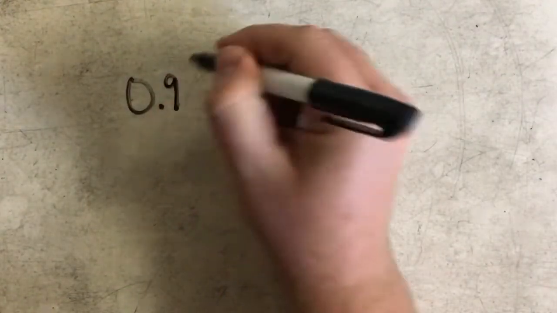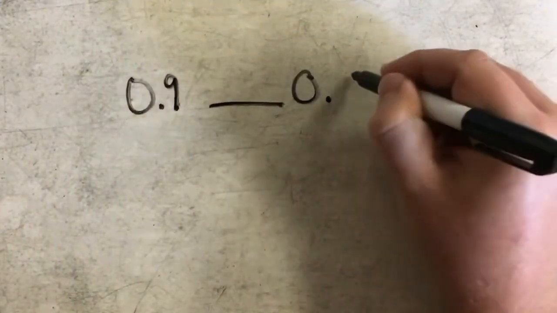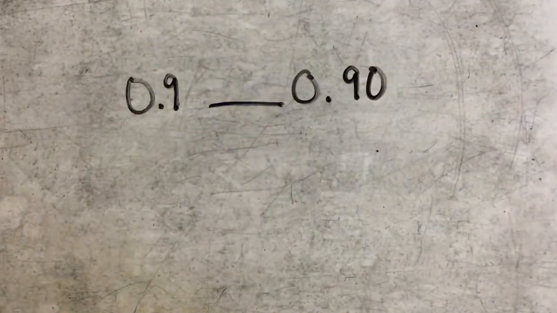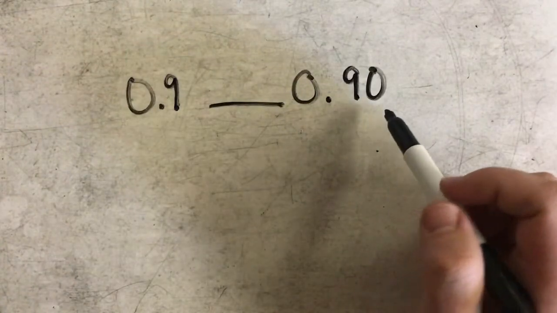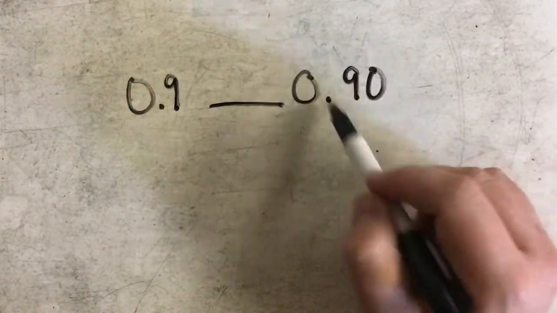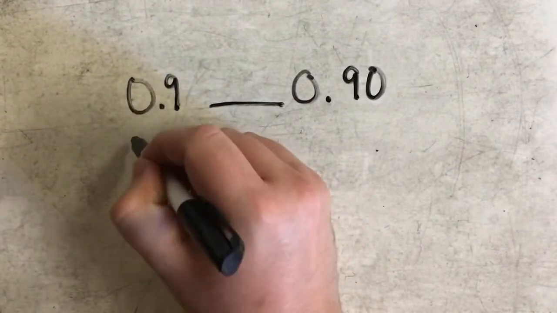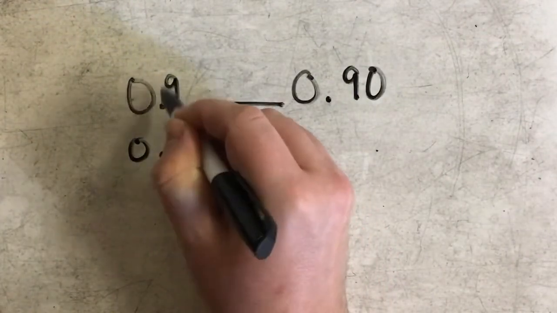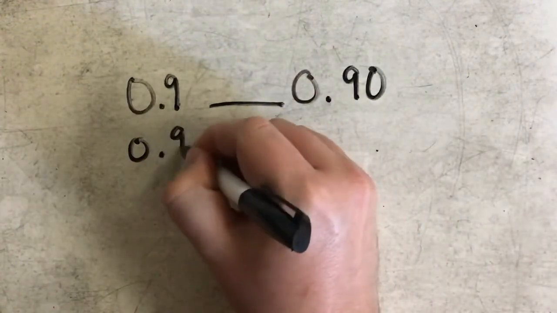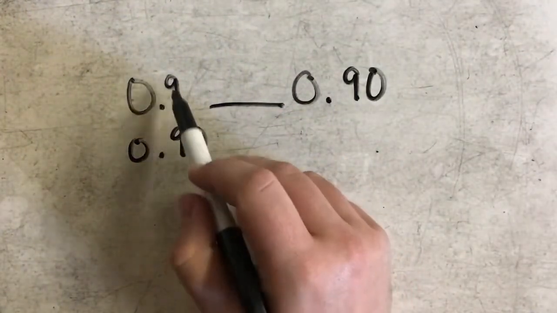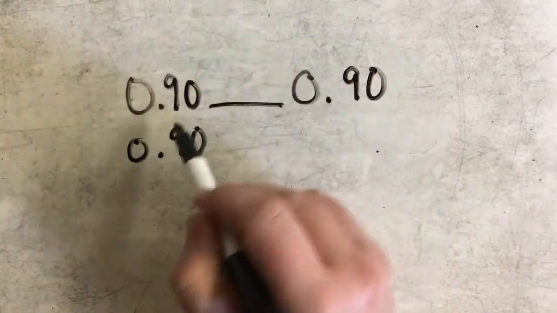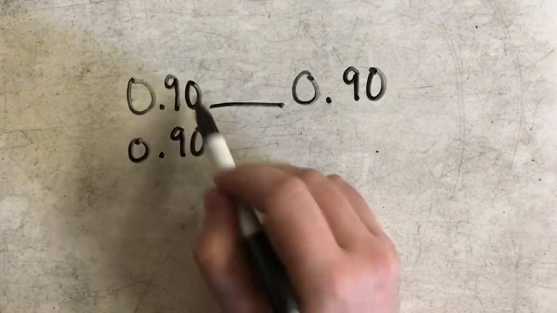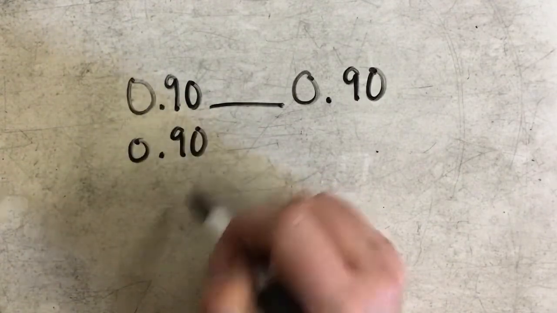Let's do one more example. In this example, I have 9/10 and I have 90 hundredths. Again, I can't just look at the numbers that I have here. I need to line them up by lining up the decimals. And I'm going to plug in this number right here. And again, I see that 9 and 9 is actually equal. And if I annex an extra 0 at the end here, I still have 90 hundredths and 90 hundredths.